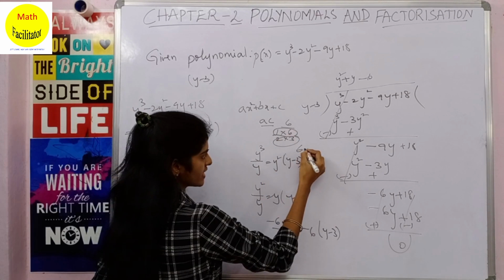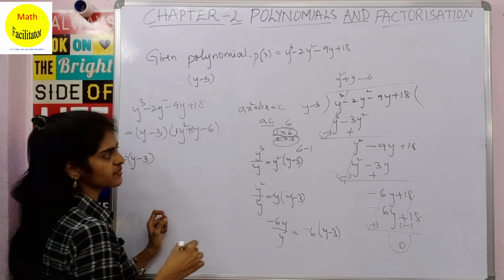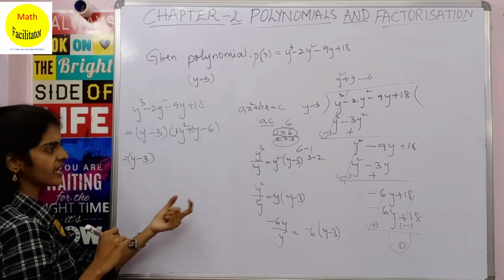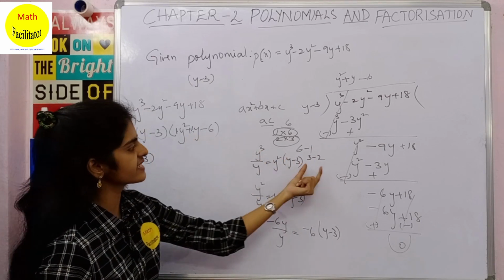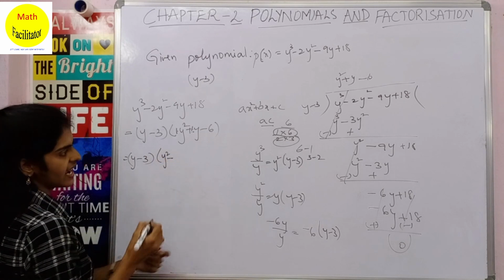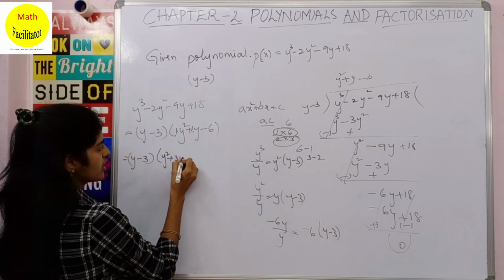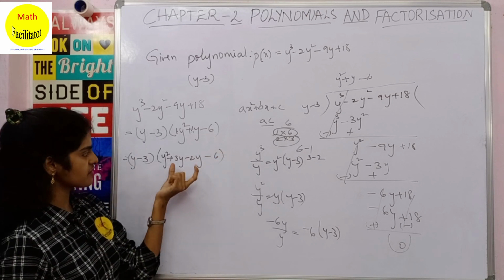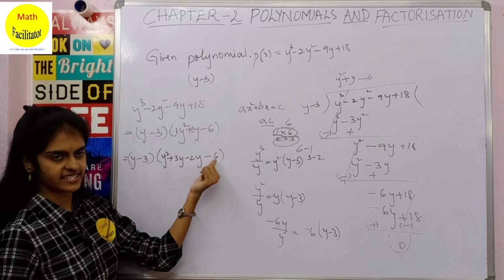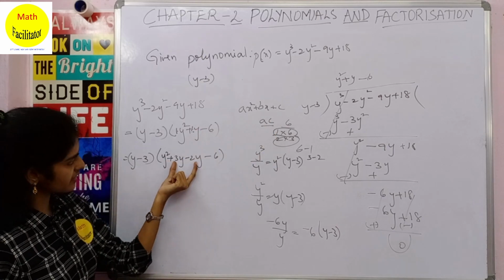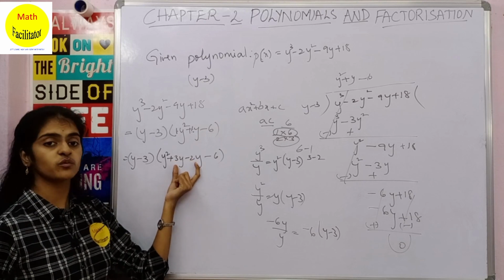So what is 6 minus 1? 6 minus 1 is 5. What is 3 minus 2? 3 minus 2 is 1. So now we can split this as 3 and 2. Now let us do it here. So this is y square plus 3y minus 2y minus 6. Now let us cross verify. 3 2s are 6, and plus into minus is minus, so you got minus 6, and now 3y minus 2y is y.